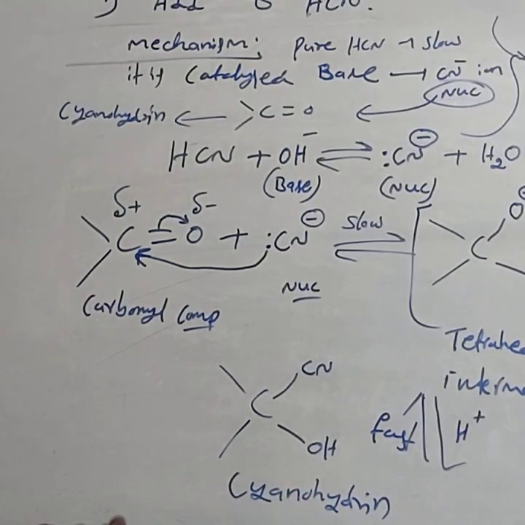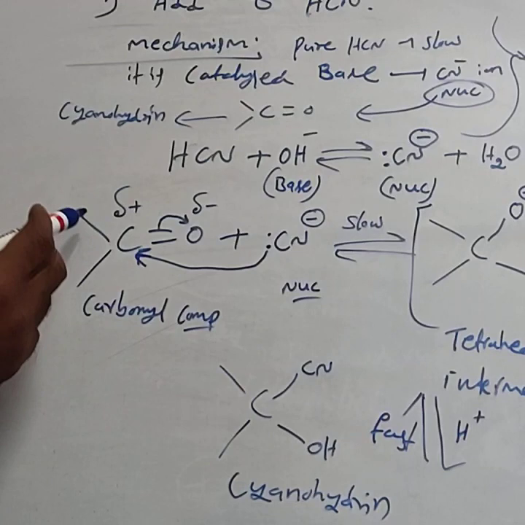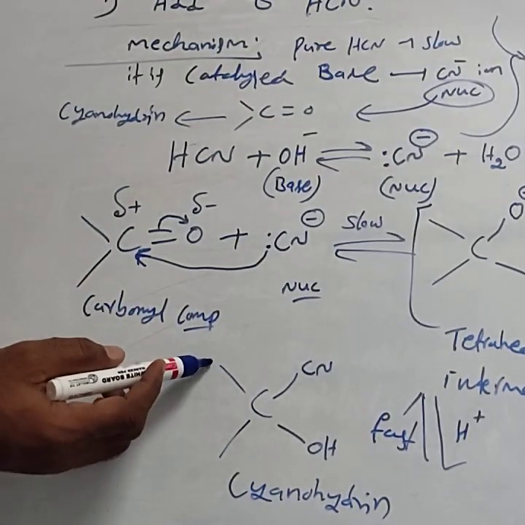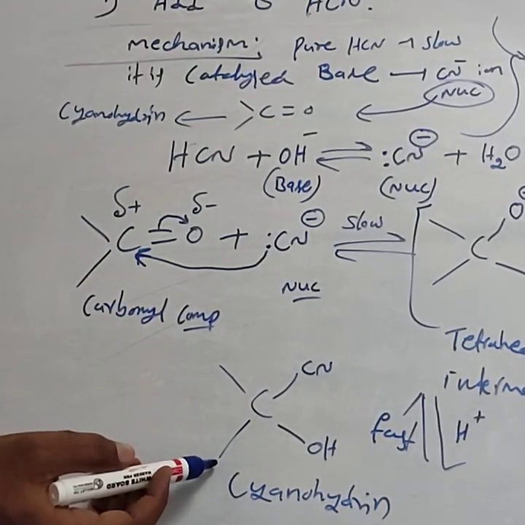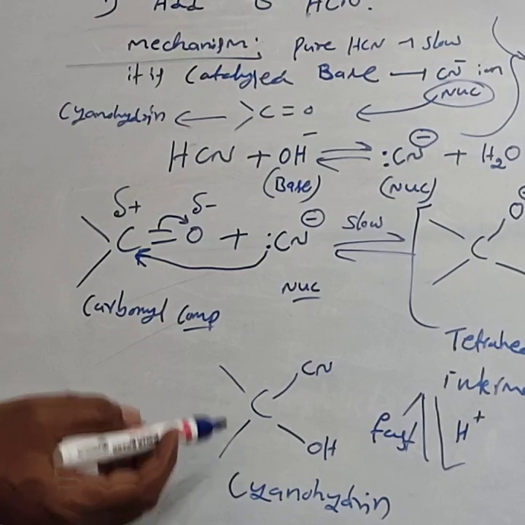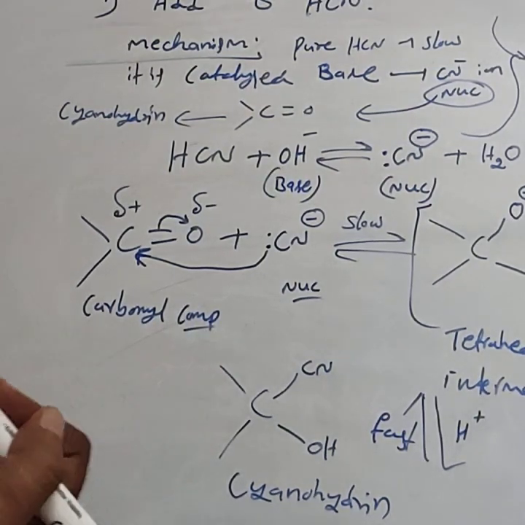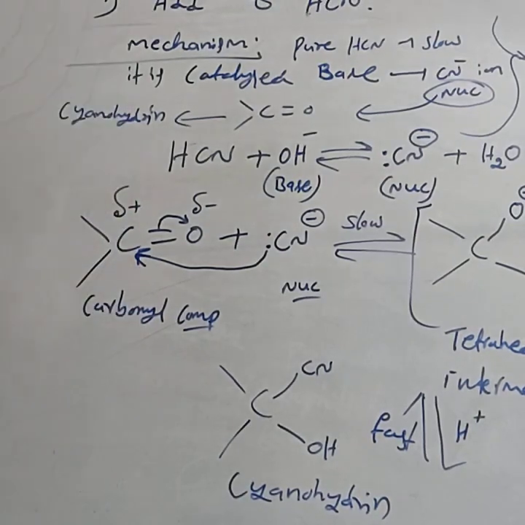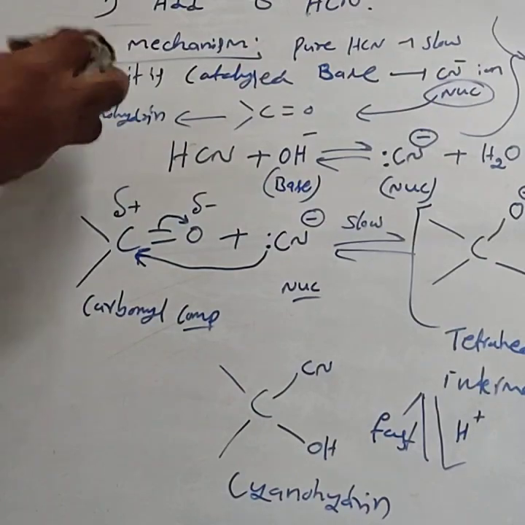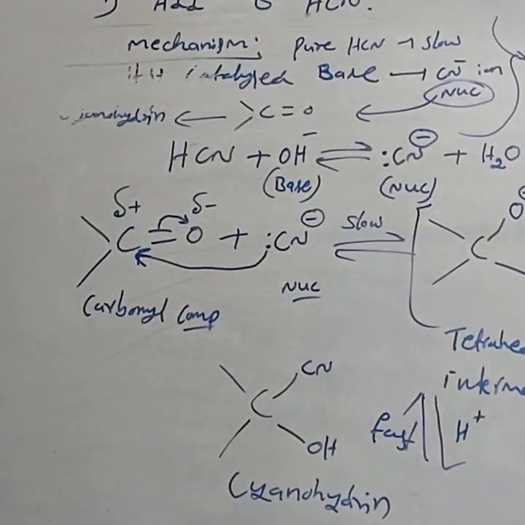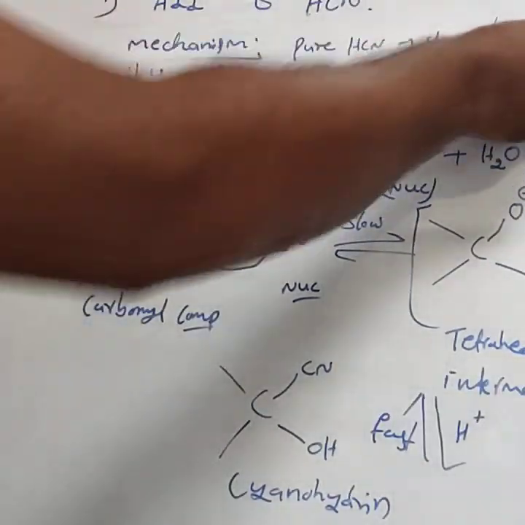This is the mechanism. If they consider an aldehyde, then one valency becomes R and the other valency becomes H. If they consider a ketone, both valencies of the carbon become R groups. This is about the mechanism. All students must follow this mechanism. Just practice this mechanism from here only.